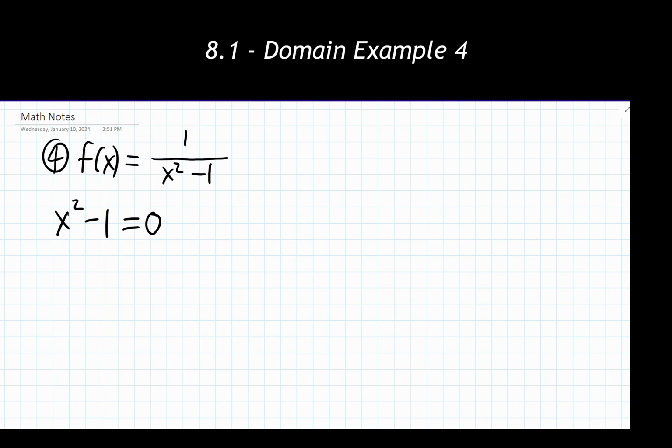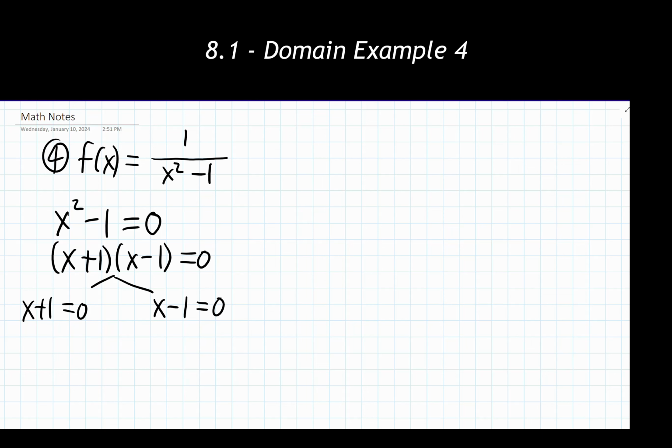Looking at this, I'm noticing I have a perfect square here, I have a perfect square here. So now I can factor this out. It's a difference of squares. I'm getting x plus 1, x minus 1 is equal to 0. And just like we did previously, now I can split this apart. I'm getting x plus 1 equals 0, and x minus 1 equals 0. And I can solve each of these individually.